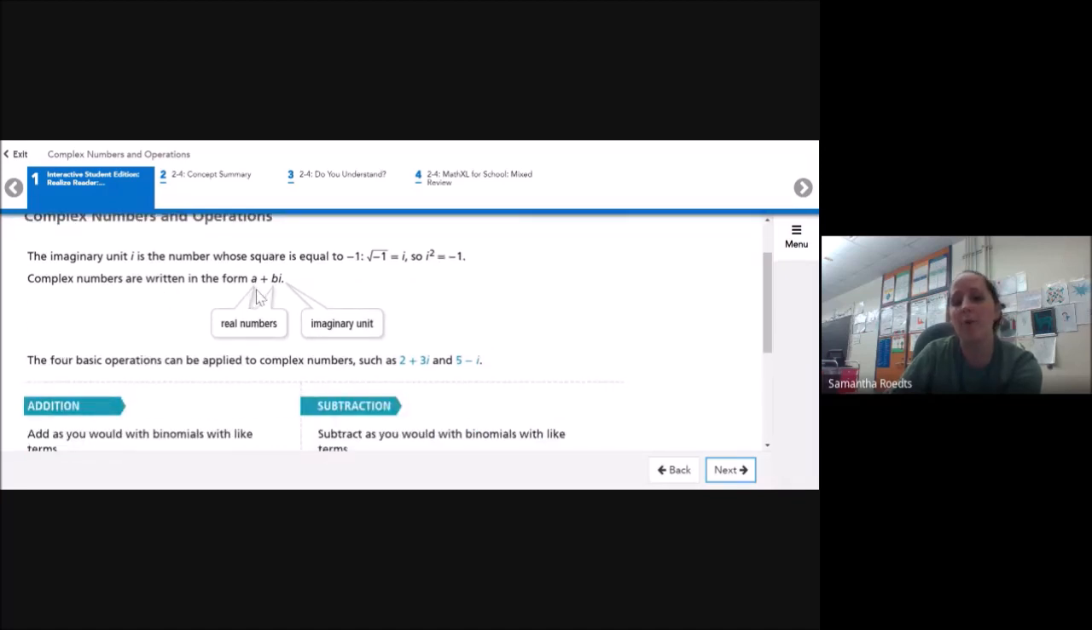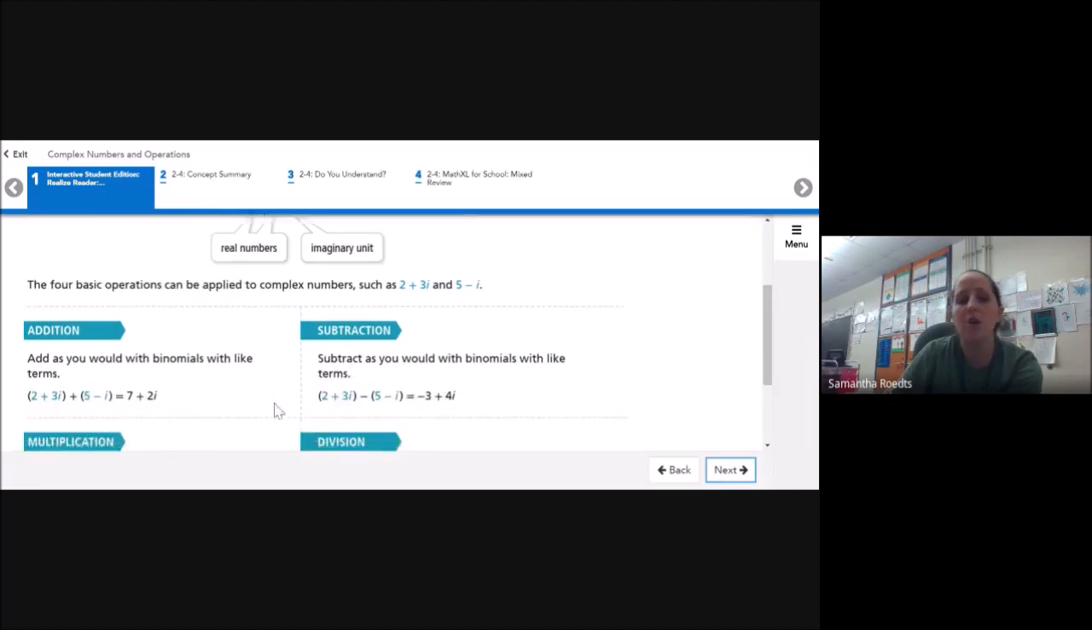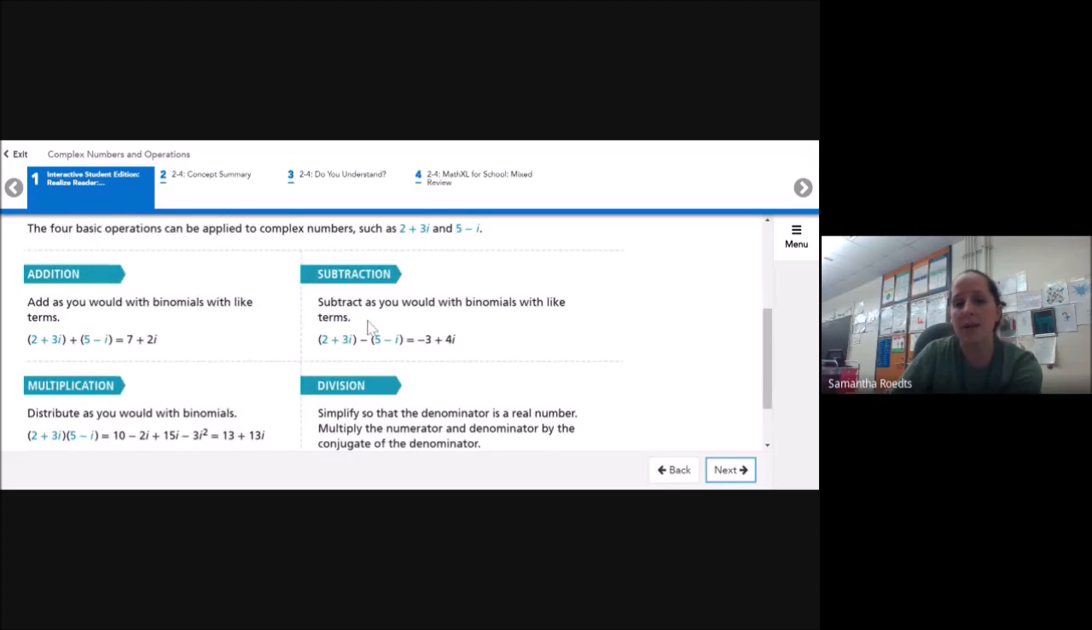Complex numbers are written in the form a plus bi. a and b are real numbers and i is the imaginary unit. Treat it like a variable. The 4 basic operations can be applied to complex numbers such as 2 plus 3i and 5 minus i. You can add them, subtract them. When you do this, add or subtract the real numbers first, then add or subtract the imaginary component numbers from each other.